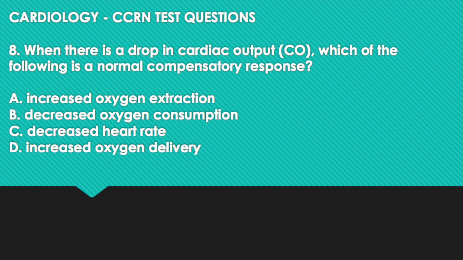Question number 8. When there is a drop in the cardiac output, which of the following is a normal compensatory response? A. Increased oxygen extraction. B. Decreased oxygen consumption. C. A decreased heart rate, or D. Increased oxygen delivery.